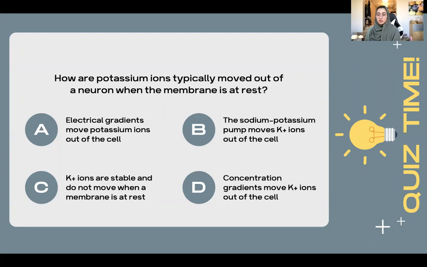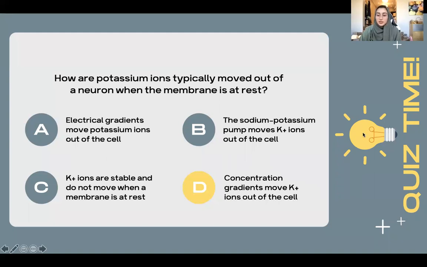Concentration gradients move potassium ions outside of the cell, which is true, right? Because potassium is higher inside versus outside. So it's going to want to go by simple diffusion out. And, as you guys can guess, the correct answer is D. I wanted you guys to answer it, but since I already showed the answer accidentally twice, that's fine.